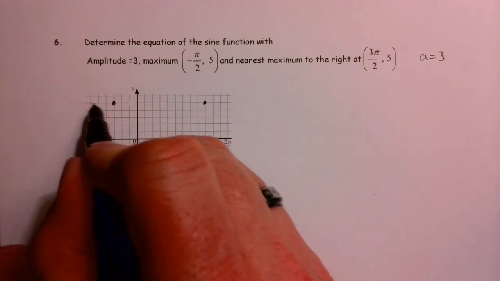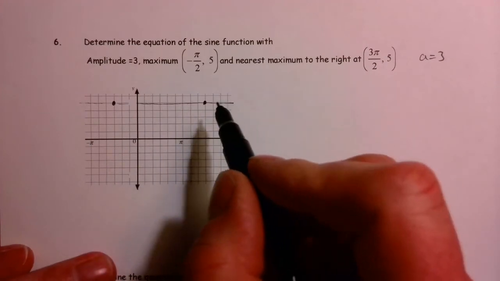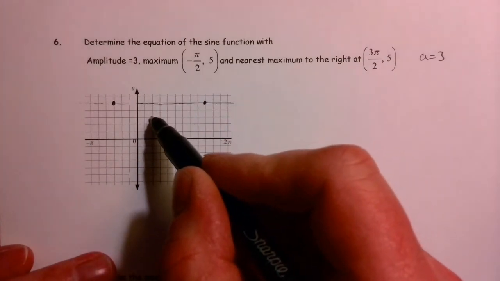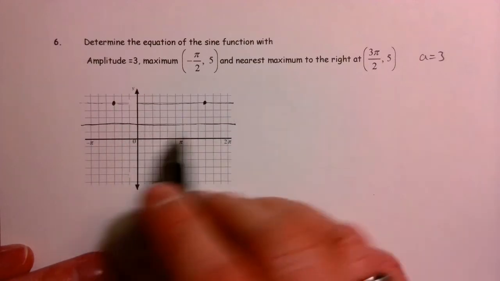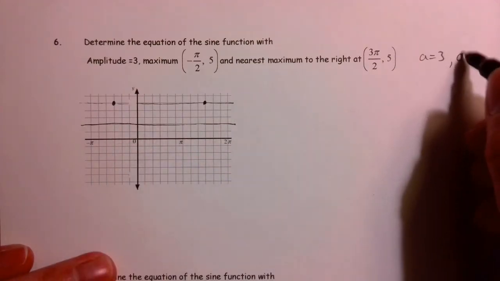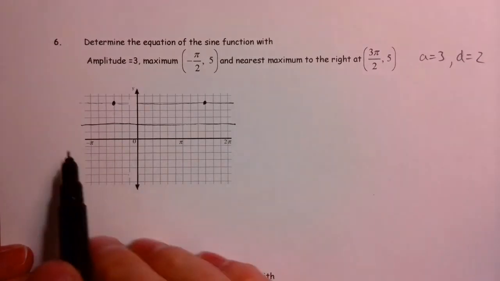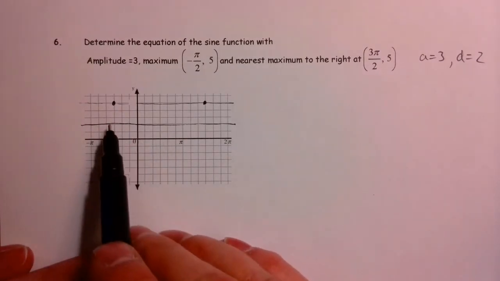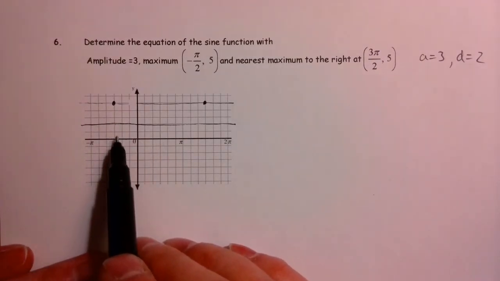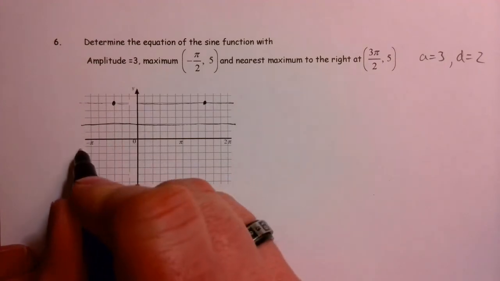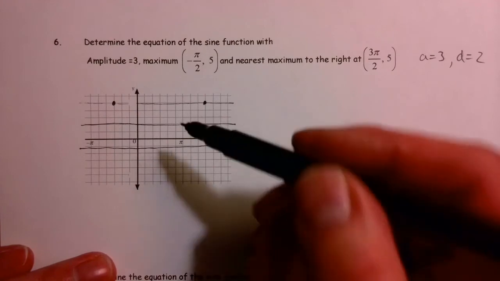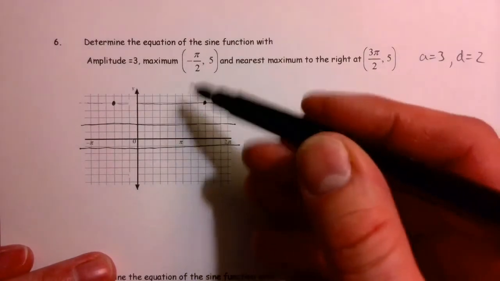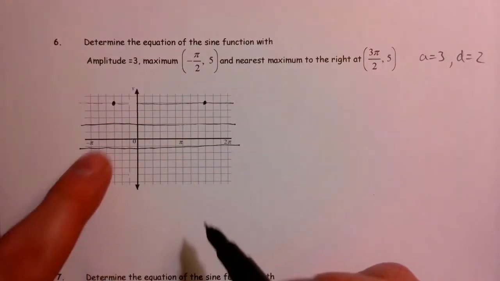Well, if this is the maximum and my amplitude is 3, it means if I go down 3, 1, 2, 3, here's the middle of the graph. And that tells me right away that my d value must be 2, because I can draw that line through there. Now, if I go down another 3, 1, 2, 3, draw that line there. This is where the minimum of my graph is, because remember, from the top to the bottom is going to be twice the amplitude.